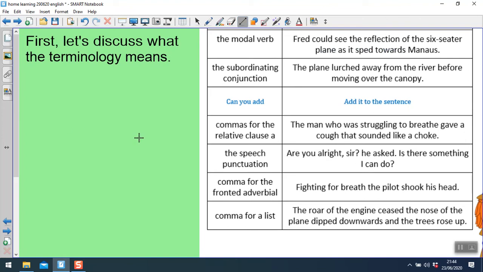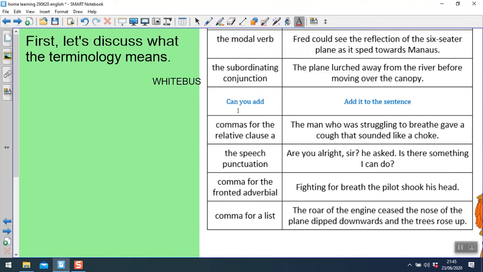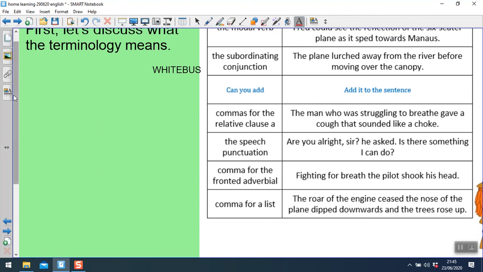Okay, we've got some new words to have a look at. Modal verbs tell you how likely something is happening. And modal verbs, they express necessity or possibility. Subordinating conjunction, that is white bus. And then down here you've got to try and add commas for the relative clause, add some speech punctuation, add a comma for the fronted adverbial, and add a comma for a list. Pause the video and have a go at this.